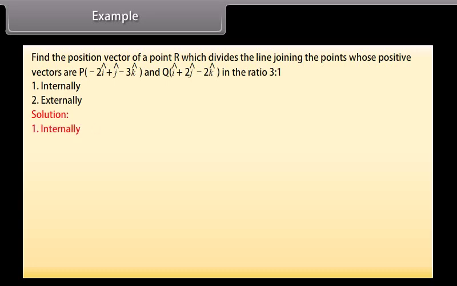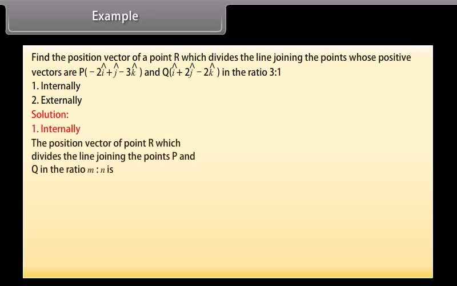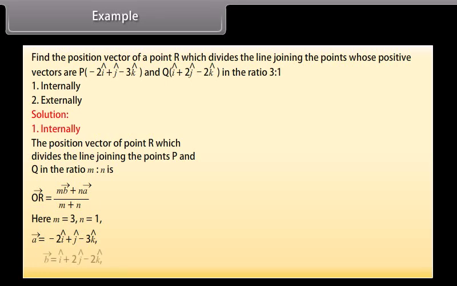Solution: 1 internally. The position vector of point R which divides the line joining the points P and Q in the ratio m:n is vector OR equals (m vector B plus n vector A) by (m plus n). Here m is equal to 3, n equals 1. Vector A equals minus 2i plus j minus 3k. Vector B equals i plus 2j minus 2k.